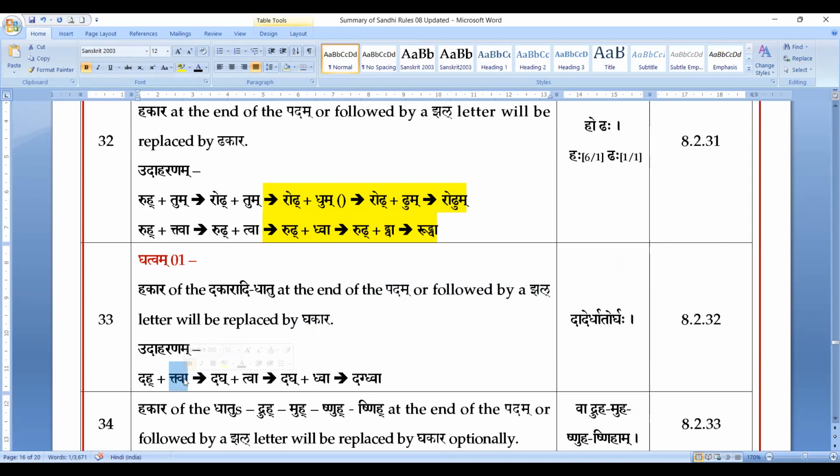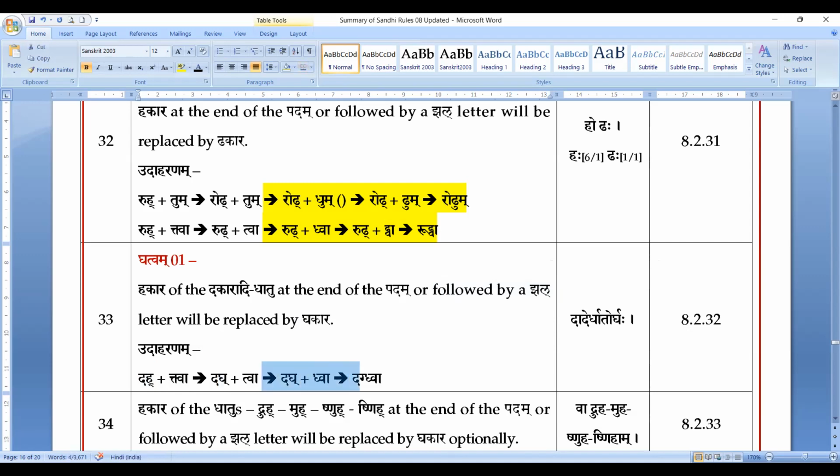Fine. Dag is a Dhatu. Therefore, Hakara is replaced at the end of the Dhatu, not a Padam, but followed by the Twa Pratyaya beginning with Takara, which is a Jal letter. So that condition is fulfilled, followed by Jal. Now this Dhatu having Hakara at the end, followed by a Jal letter, Hakara will be replaced by Gakara. Therefore, you have Dag plus Twa.